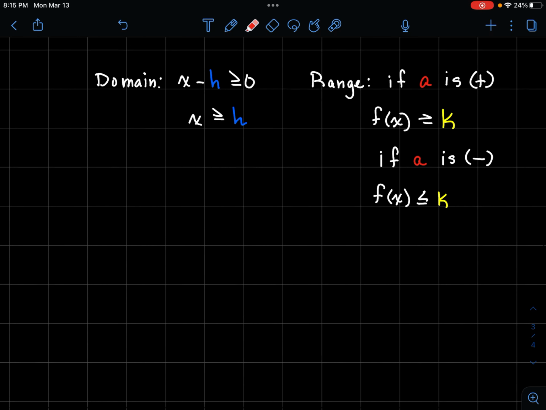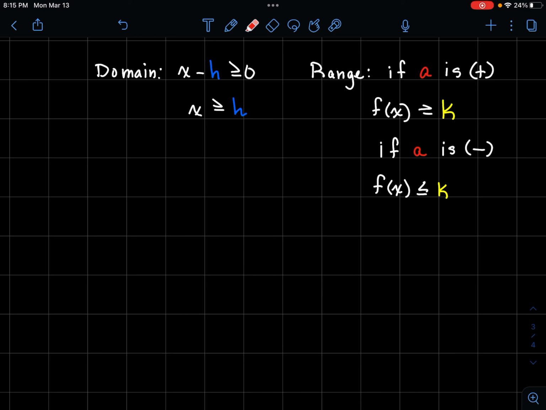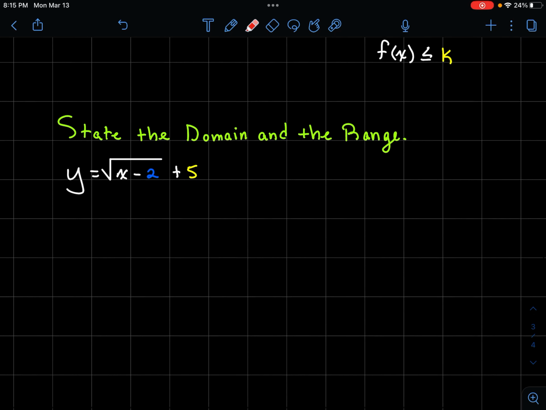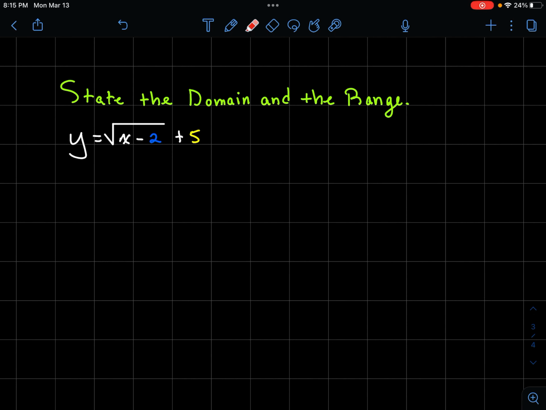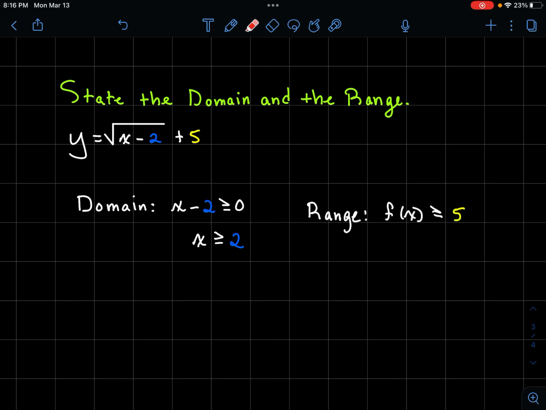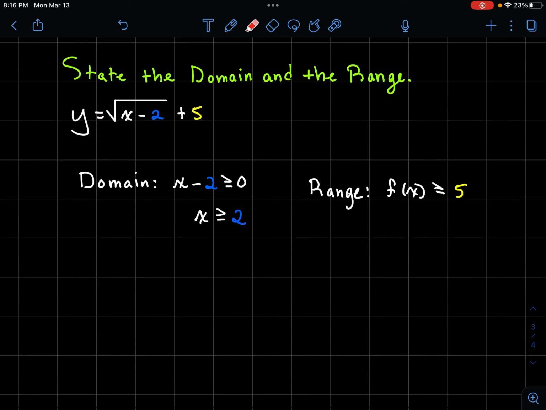And to do this, we're going to find the domain and the range of all those examples that we've just graphed above. So state the domain and the range of our square root of x minus 2 plus 5. Well, the domain, take the x minus 2, make sure that it is greater than or equal to 0, add the 2 over. The domain here is x is greater than or equal to 2. The range, there is a positive value in front of here. We don't see a negative sign, so the range here would be f of x is greater than or equal to our vertical movement of 5.